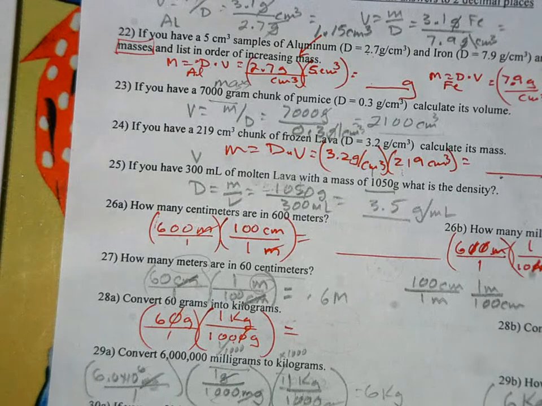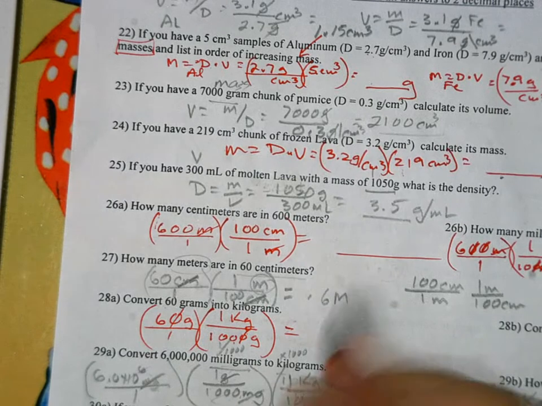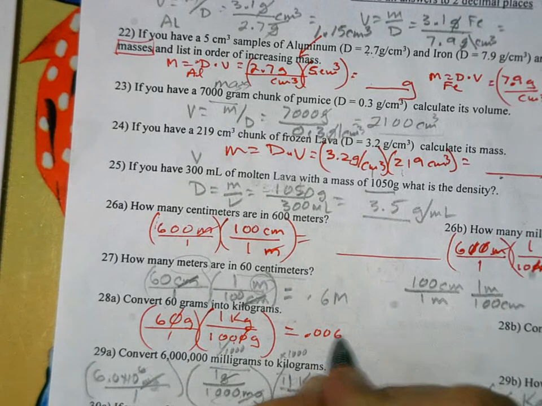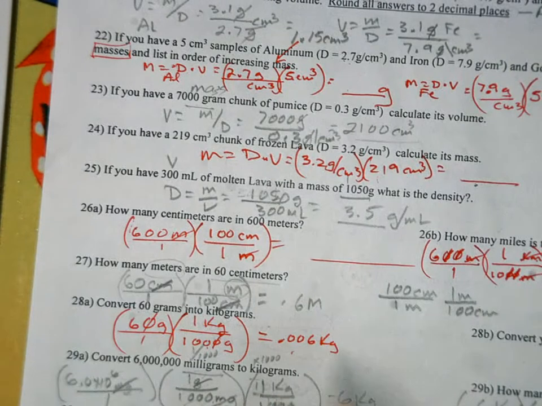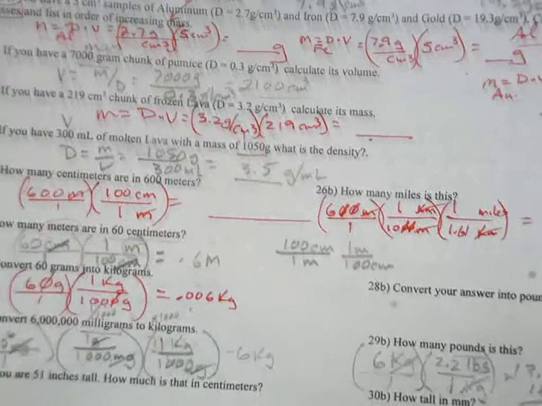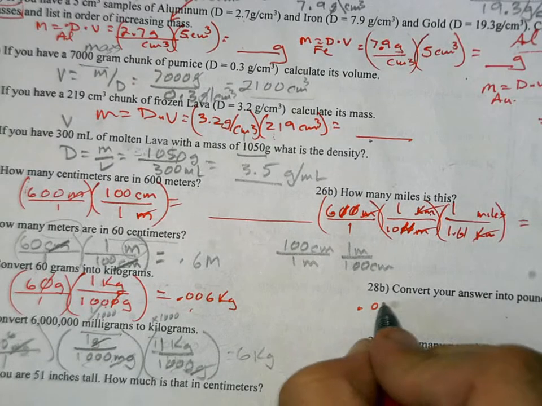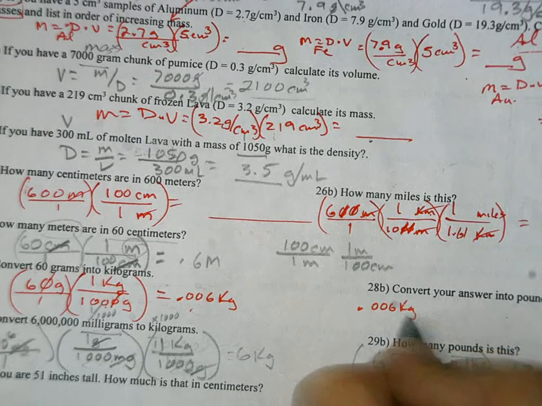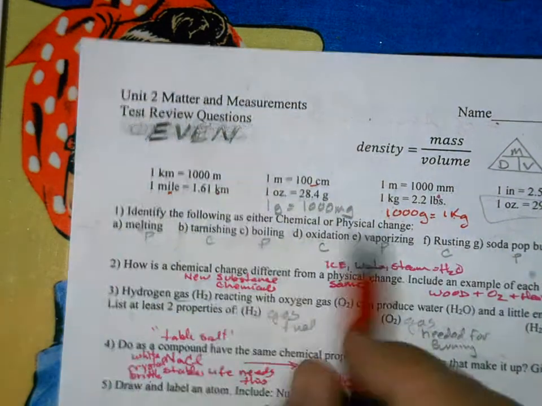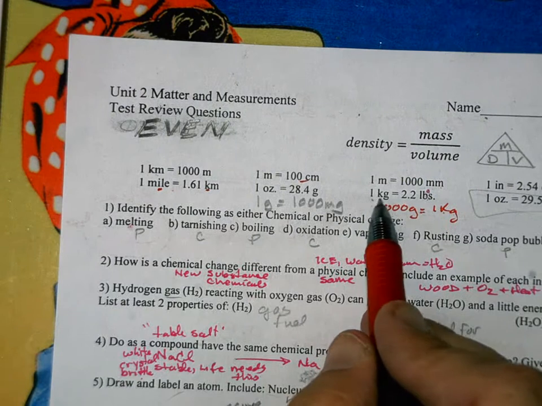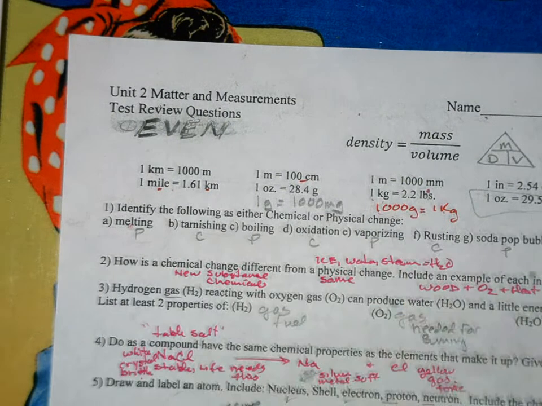This is going longer than I meant to. Sorry about that. This would be 0.006 kilograms. And now we want to convert this into pounds. 0.006 kilograms. Thank goodness, we have a direct conversion over here. We have kilograms to pounds. 1 kilogram is 2.2 pounds. Oh, thank goodness.